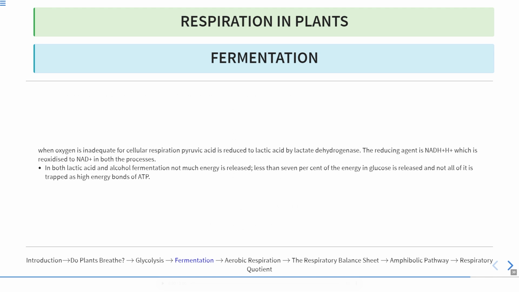When oxygen is inadequate for cellular respiration, pyruvic acid is reduced to lactic acid by the lactate dehydrogenase, because at that time the oxygen is not present in much amount, right? So the cell undergoes the change of pyruvic acid to lactic acid by the enzyme lactate dehydrogenase. Now the reducing agent NADH2 reoxidizes to NAD in both processes. So NADH2 is used, and in the presence of lactate dehydrogenase, pyruvic acid is converted to lactic acid.